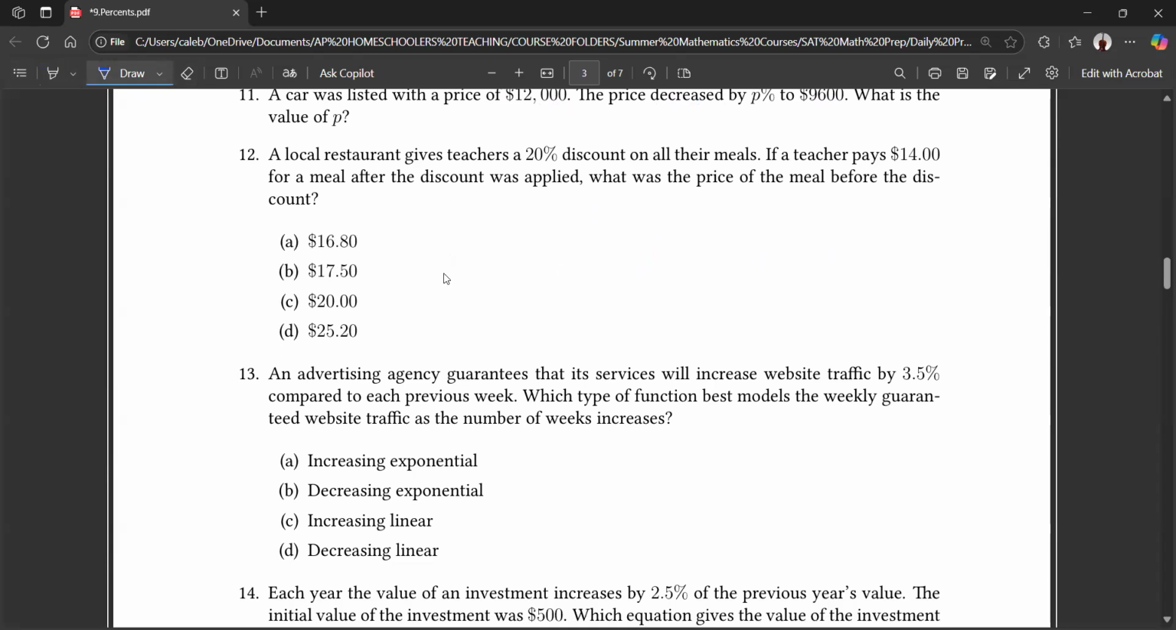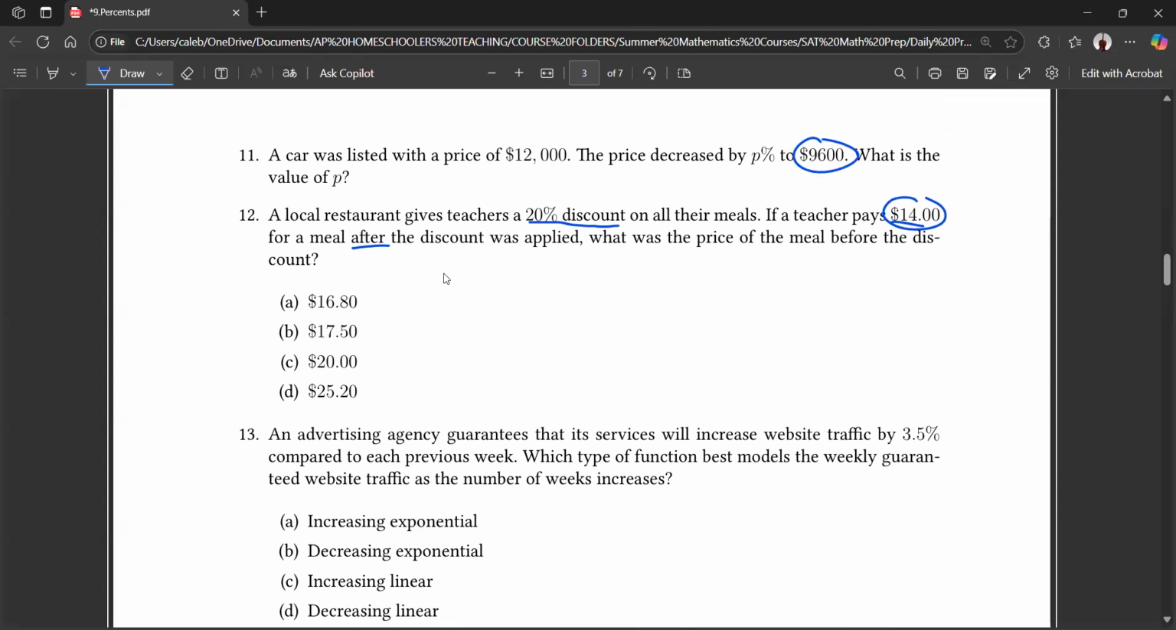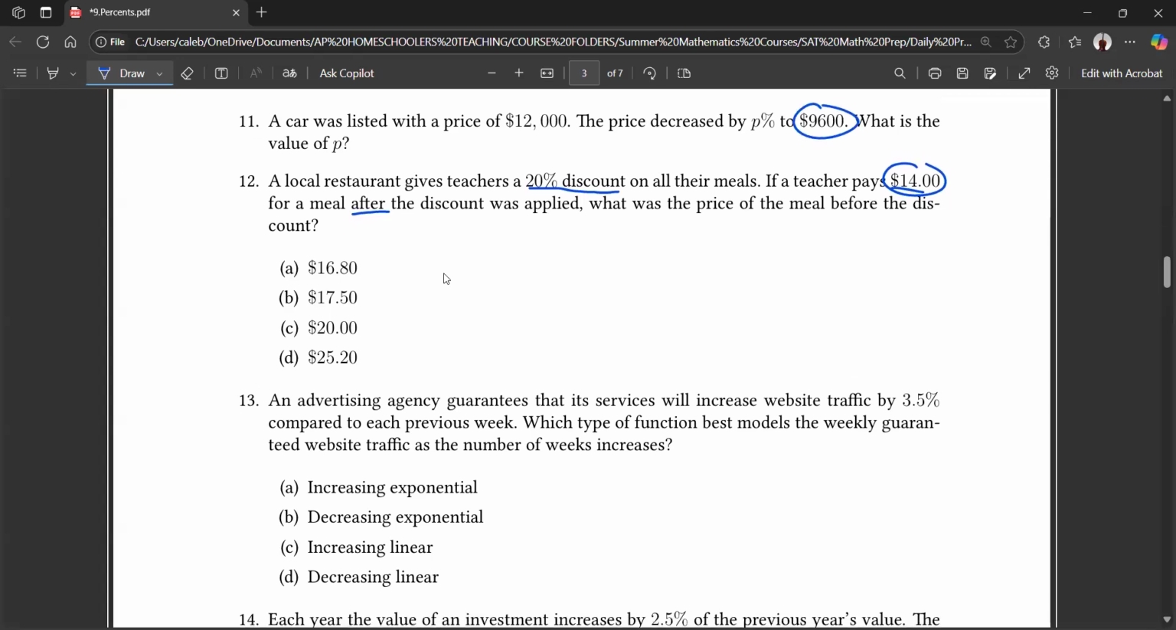I like this. It gives a 20% discount. Okay, so notice how discount isn't necessarily the English word decreased, but we all live in a society. We know that discount means it's a percent decrease. So if a teacher is paying 14 bucks for their meal after, okay, that's key, after the discount was applied. So basically what that's telling us in the practical sense is that this value of 14 is kind of acting like how this value of 9,600 up here was, the price after you've decreased it. What was the price of the meal before we applied the discount?